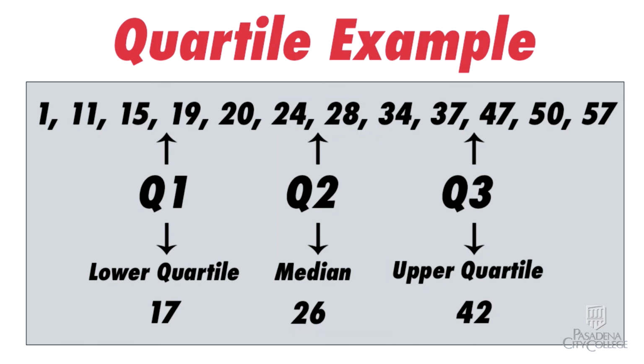Got it. And the third quartile? It's the first three boxes. So in between 37 and 47. Oh, okay. So we average those two numbers. 37 plus 47 divided by 2 gives you 42.